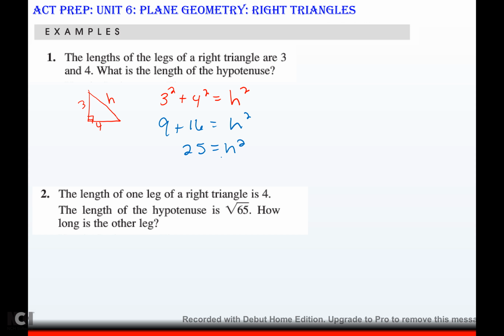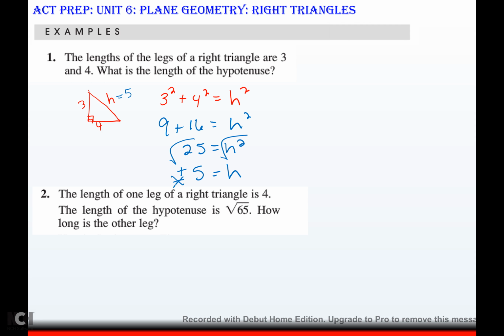To kill the square now, I'm going to take the square root, which gives me h equals plus or minus 5. But a negative length doesn't make any sense, so we ignore the negative one, and my hypotenuse has to be 5. That's actually a very famous right triangle, the 3, 4, 5 right triangle.